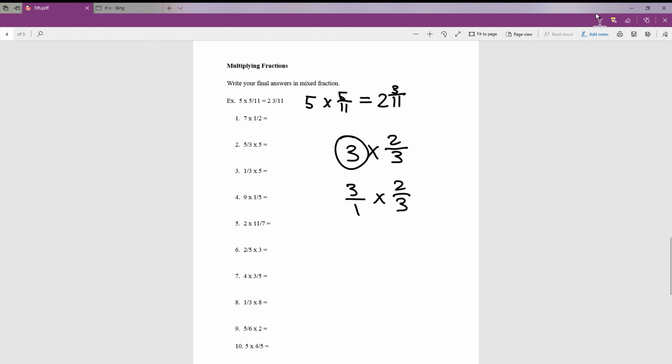Now all you have to do is multiply across, right? So it's 3 times 2 over 1 times 3. Now your answer is 6 over 3. And now this would be an improper fraction, so you would convert that. But this becomes a whole number. So this becomes 2. So your answer will be 2.